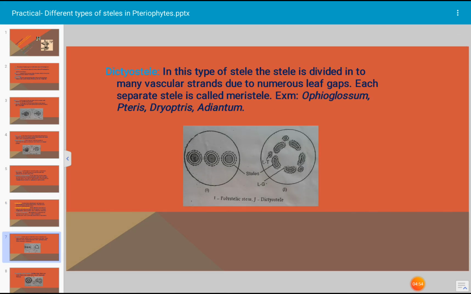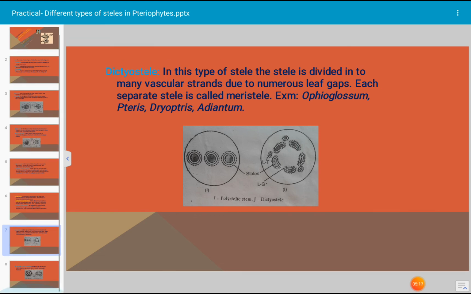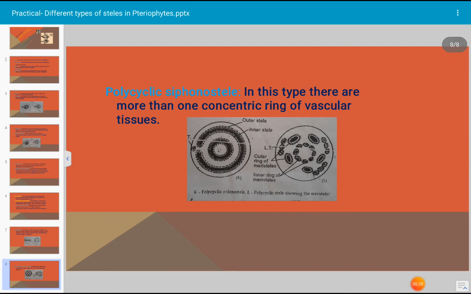Next, another type of stele is Dictyostele. In this type of stele, the stele is divided into many vascular strands due to numerous leaf gaps. Each separate strand is called a meristele. Such a type of dictyostele occurs in Ophioglossum type of plants, Pteris and Adiantum. Next, this is polycyclic Siphonostele. It also occurs in some pteridophytic plants. In this type, more than one concentric ring of vascular tissue occurs. Such a type of stele is described as polycyclic Siphonostele.